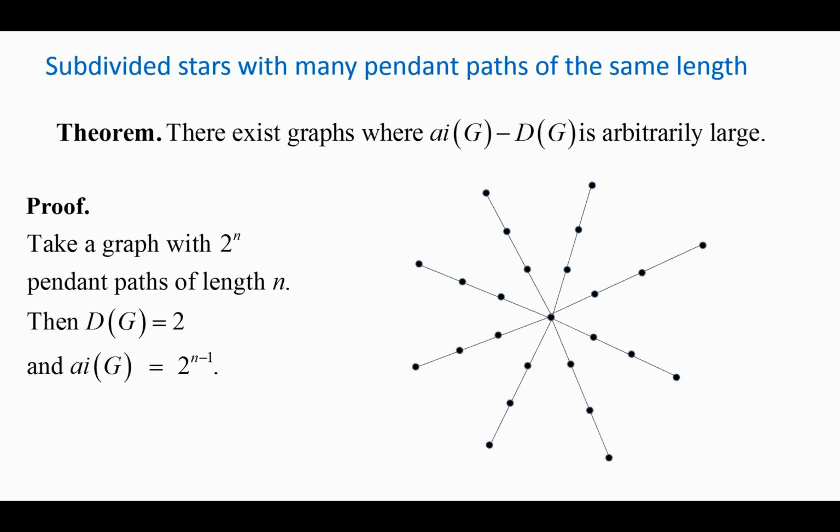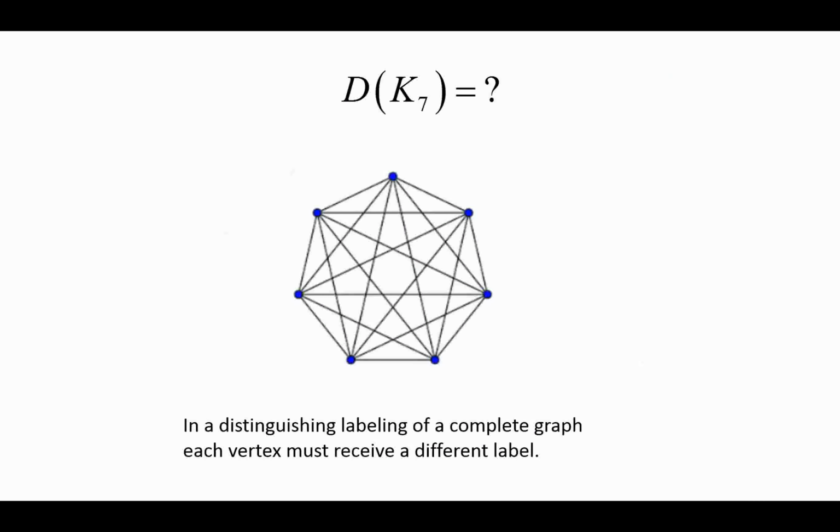Okay, so what we have here is a family of graphs where the asymmetric index minus the distinguishing number is going to be arbitrarily large. And we can do that by putting lots of these pendant paths and then making the length even longer. Now if I flip this around a little bit, if we look at graphs where the distinguishing number is high, so for K7, every vertex has to have a different label here. So it turns out the distinguishing number of K7 is very simply just 7.